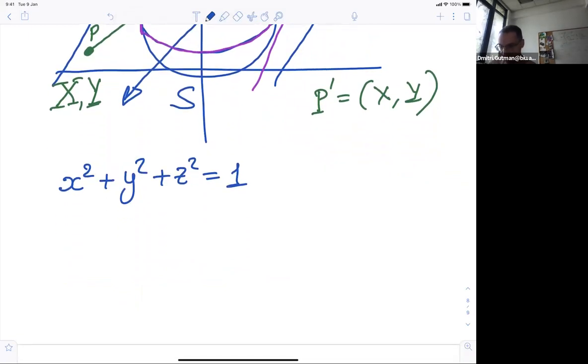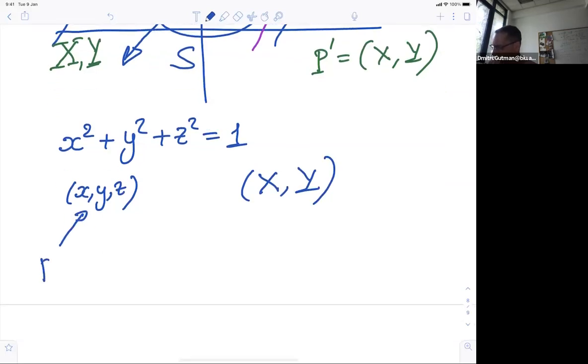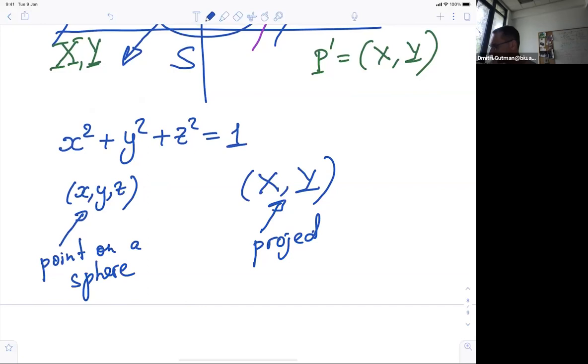Then let us try to understand how we relate these two sets of coordinates: x, y, z, the three-dimensional coordinates of the point on the sphere, and the two-dimensional coordinates on the plane. So this is the point on a sphere. This is the projection, the stereographic projection, on a plane. So how can we relate these two points algebraically?